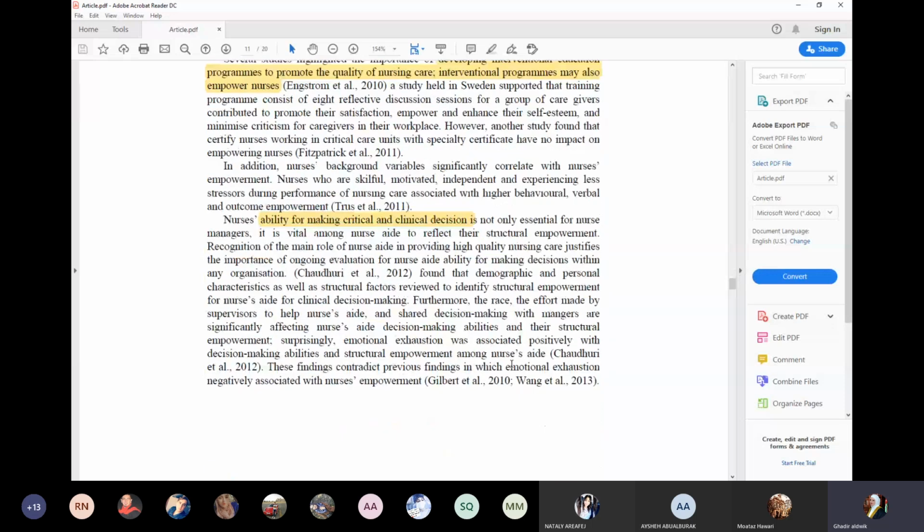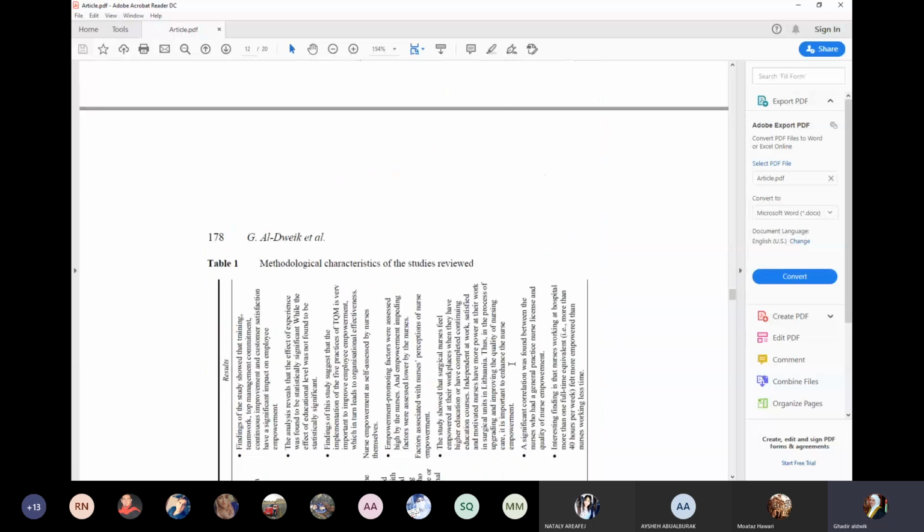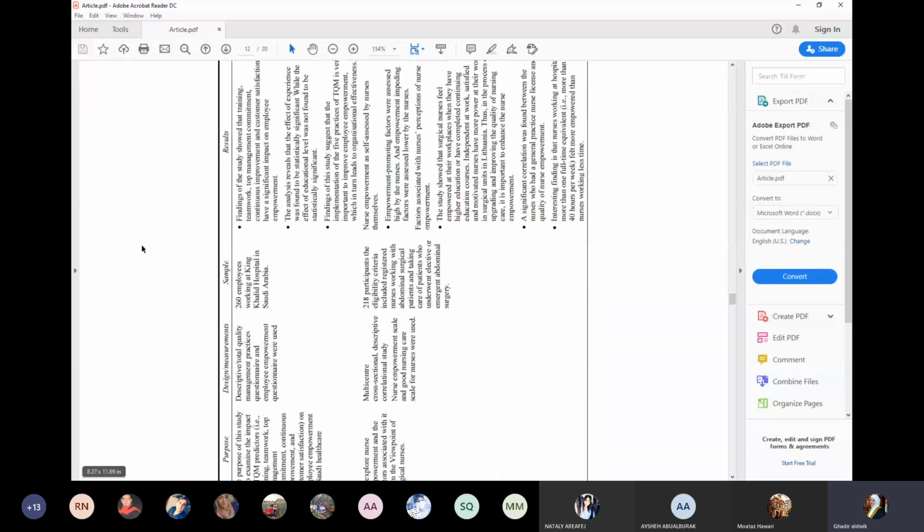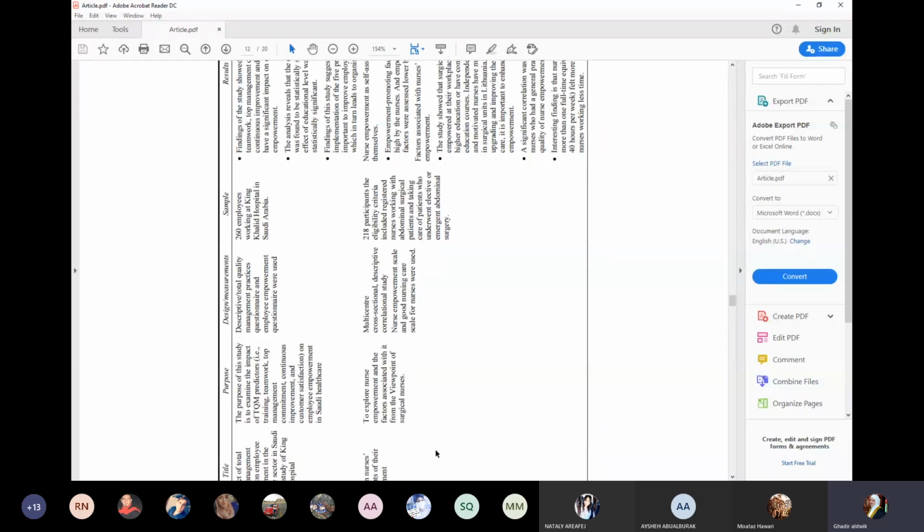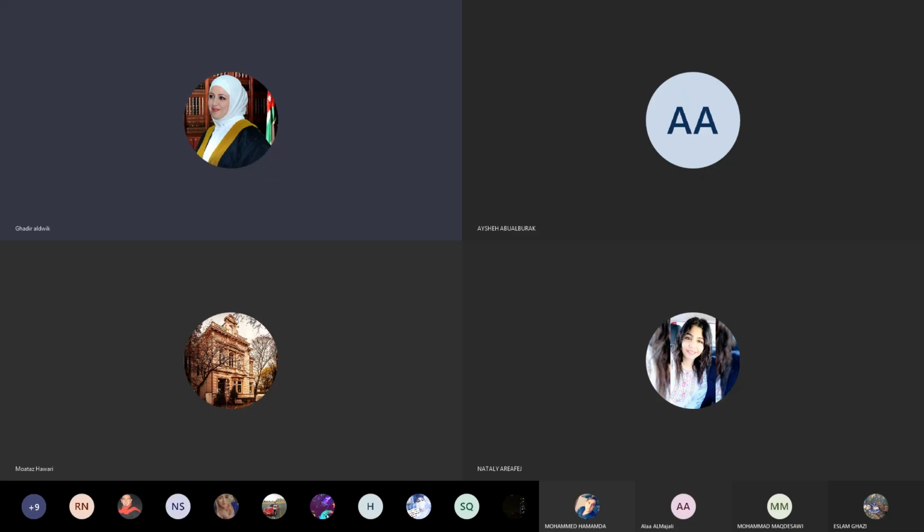You can read the rest of this article, it's very important. And here is the matrix of literature review. You can read each article and the main results and findings for each one related to the process of empowering and the factors that increase or decrease the empowerment level among nurses. Okay? Now we will return back to our presentation.